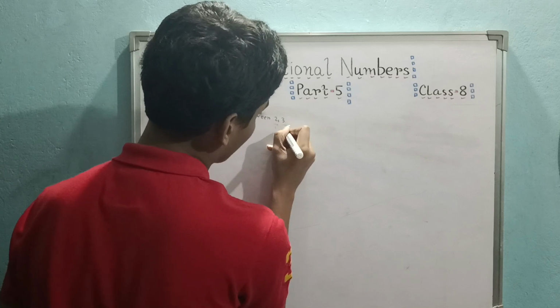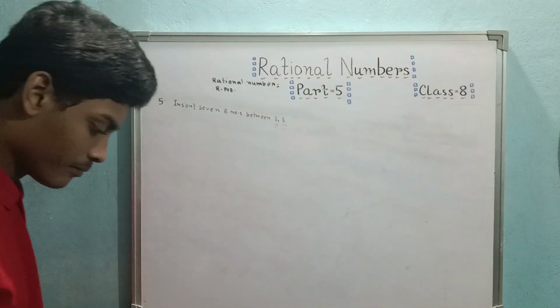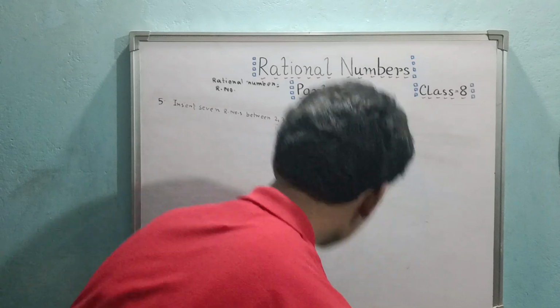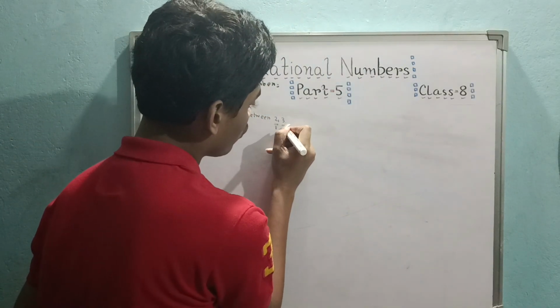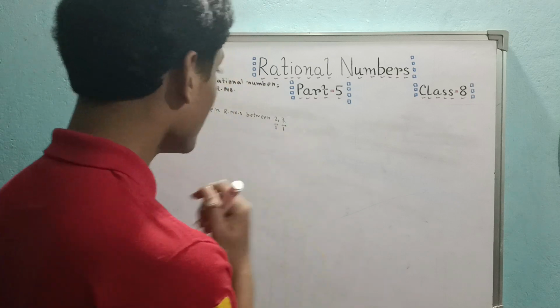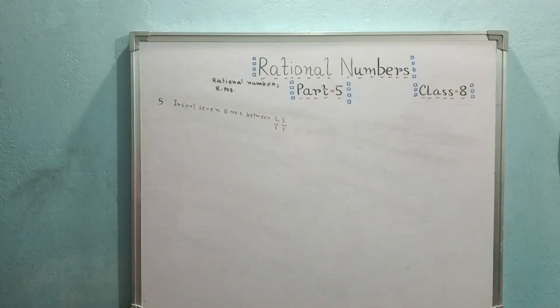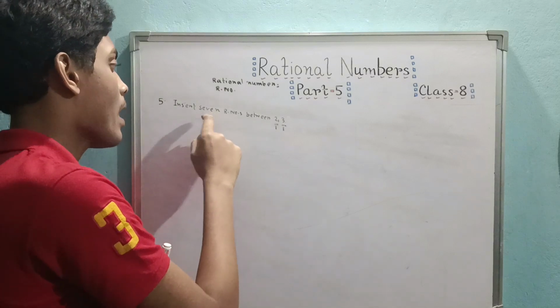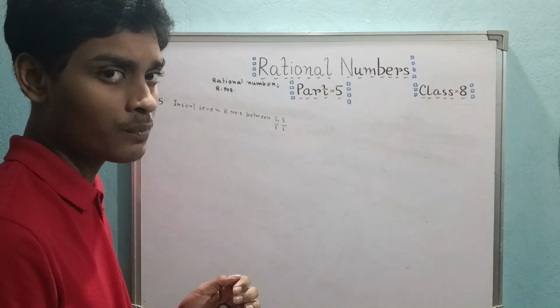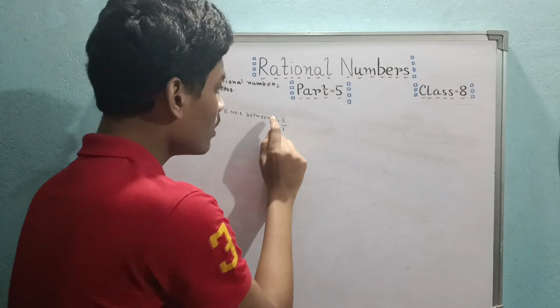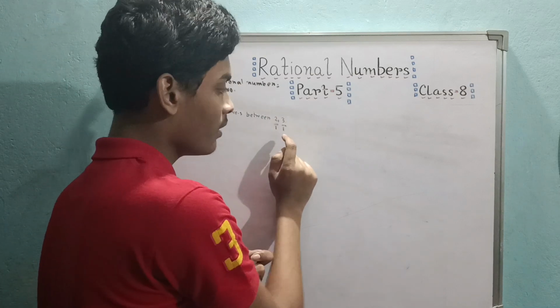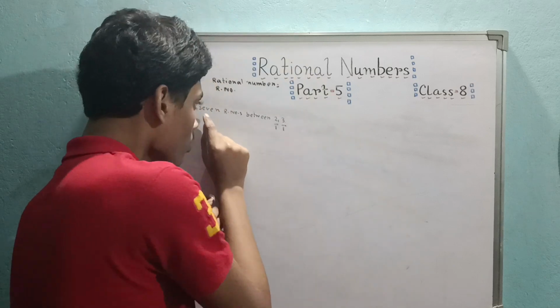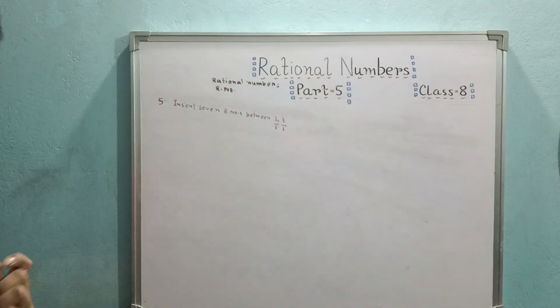3 is 3 by 1. So the denominators are same. So now see, we have been told to insert 7 rational numbers between them. So I will multiply each of the numerator and denominator of each of these fractions by 8. One more than the required rational numbers to be inserted.